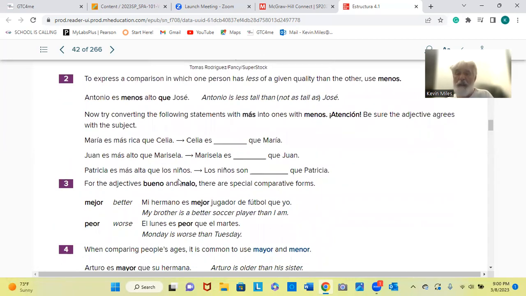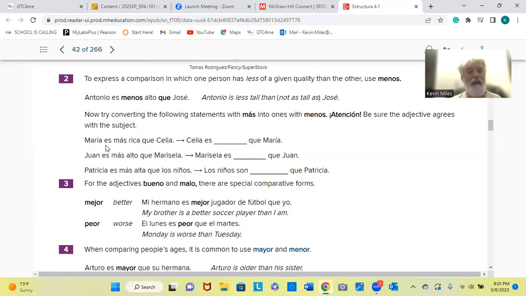We also have the situation, and we have the same in English, where we can compare two things where one is less than the other. So we can use menos, and we saw menos with time, las 5 menos 10, 10 to 5. But menos here means less than, okay? So now we can use menos and que, which means than, and with an adjective. So let's take a look. Antonio es menos alto que Jose. Okay. Antonio is less tall than Jose. Okay. So this works just like más. But the implication is, of course, just the opposite.